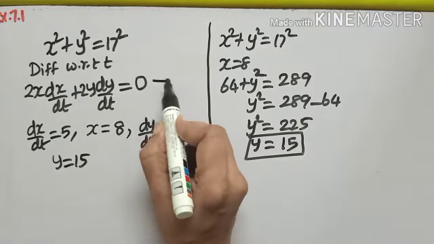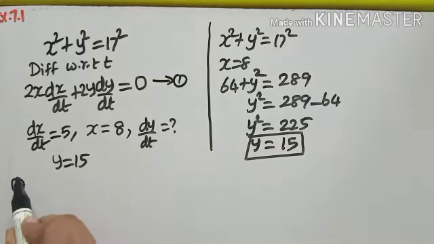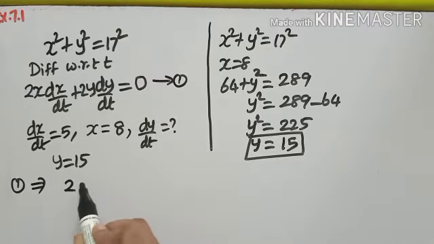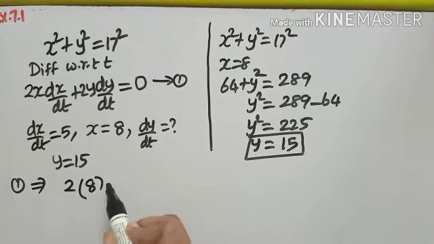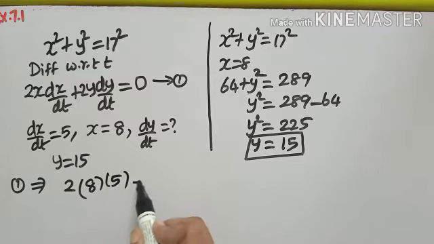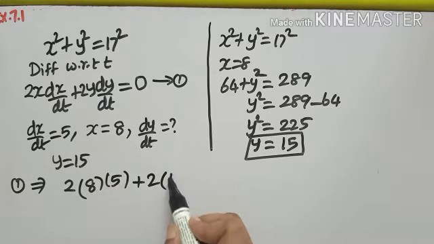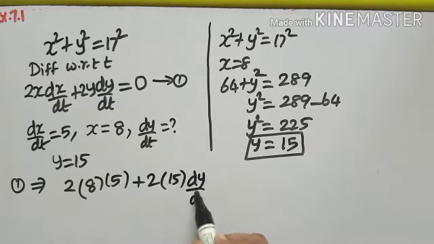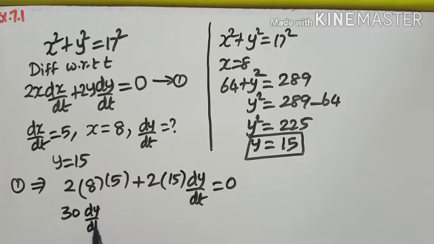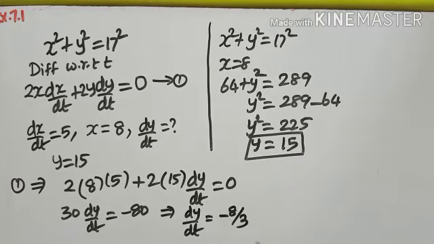Put all this in the first equation. So the first equation implies 2 into x value 8, dx by dt 5, plus 2 into y value 15, dy by dt we don't know, that is equal to 0. So from here 30 dy by dt equals, 2 5s are 10, 8s are 80, goes to the other side as minus 80, or dy by dt equals minus 8 by 3.